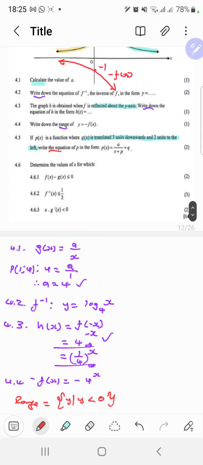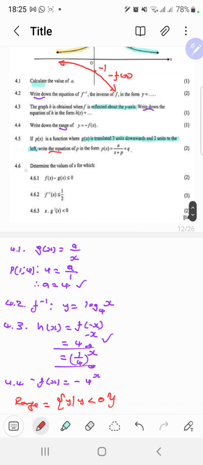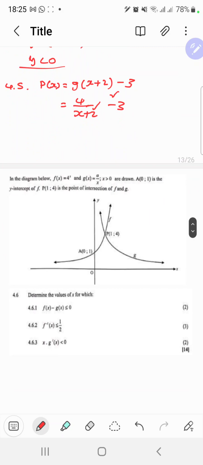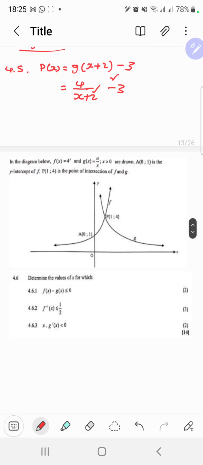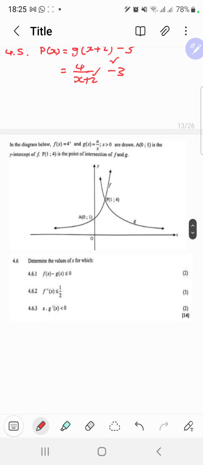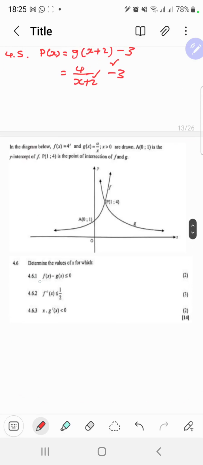All right, guys. So time is flying. Determine the values of x for which. Now this is a very good question because it's one of those interpretatory questions. So let's just look at it down here. So we have ourselves here. These interpretatory questions, you don't have to show too much here. So let's do it.